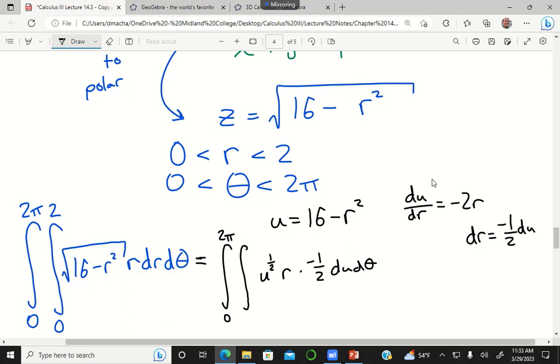Now that I'm doing the substitution, I need to figure out what my lower and upper bound of integration would be in terms of u. So if I plug in r equals 0, u would be 16 minus 0 squared, so my new lower bound of integration should be 16. If I plug in r equals 2 for my upper bound, then u is equal to 16 minus 2 squared, so my new upper bound should be 12.